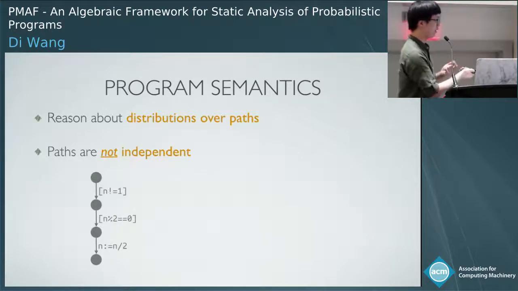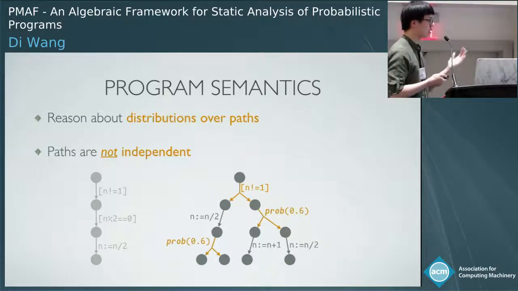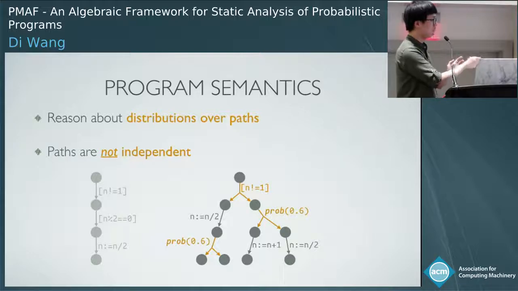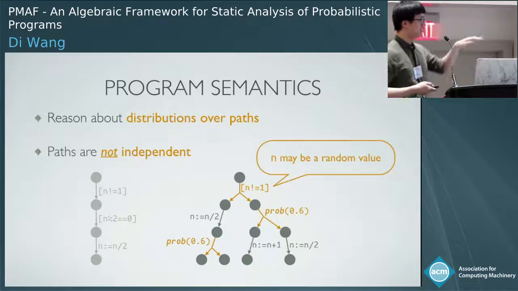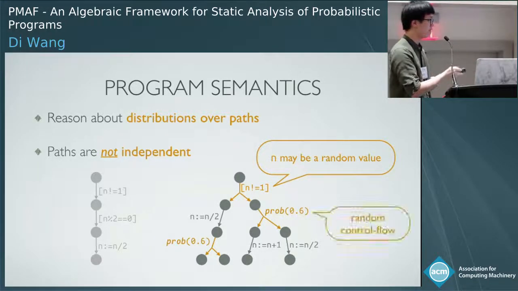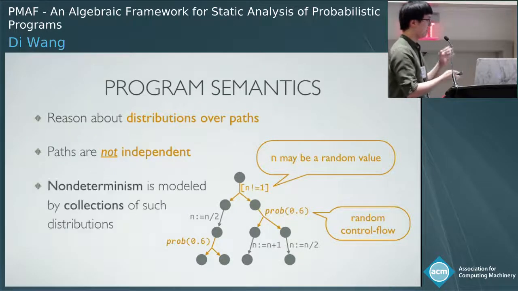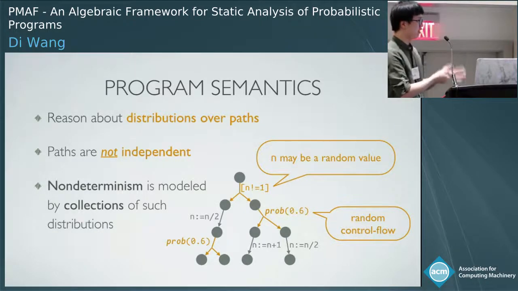Here, this can be treated as a traditional path in a traditional program. But in a probabilistic program, a path could be a tree-like structure, and this branching point you need to treat as a whole entity because they can carry different probabilities. And even the standard conditionals here, we want to treat as a probabilistic branch because the variables in the program can have random values. And because we want to resolve non-determinism prior to probabilities, in this formalization, non-determinism is modeled by collections of such distributions to achieve our goal.